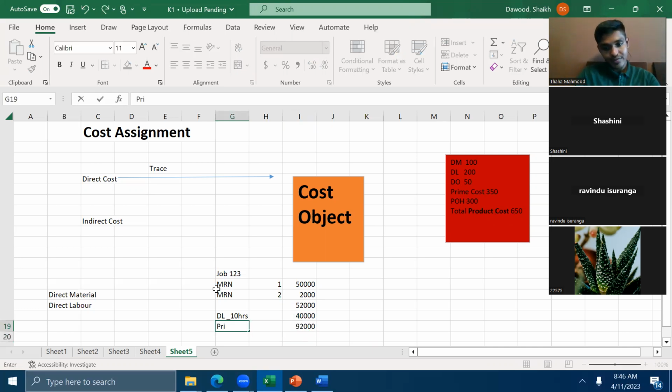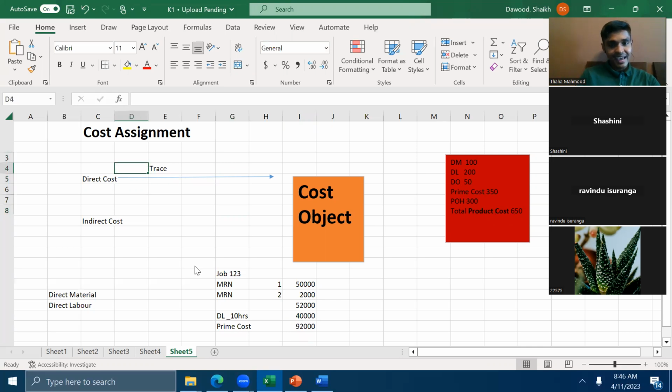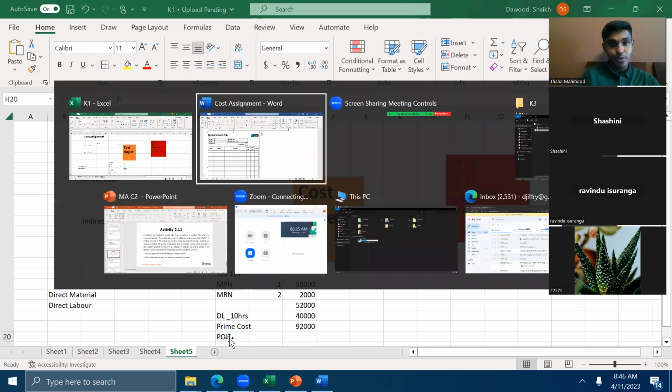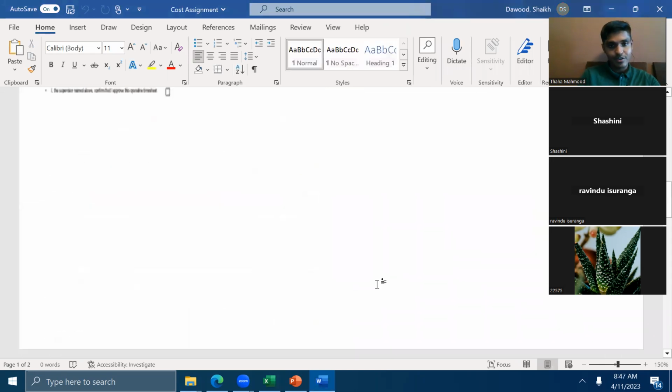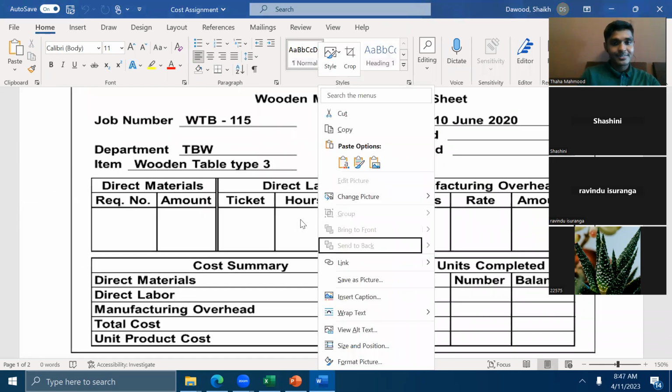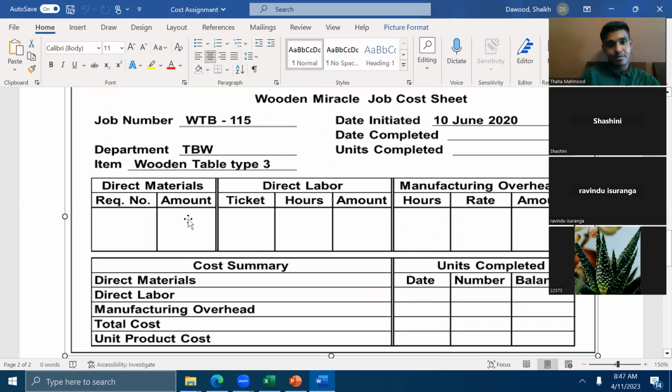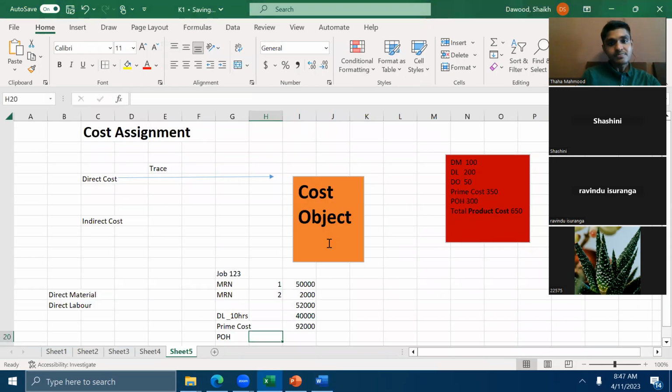So this would be the prime cost. So now we know we can trace the direct costs. After production overhead is added, this sheet is called a job sheet, a job cost sheet. I have one here also. It is made like this: the direct material requisition number and amount, the direct labor ticket with some reference number, then hours and the amount, and the overhead we will be learning later. After that they can find the total cost of the job.